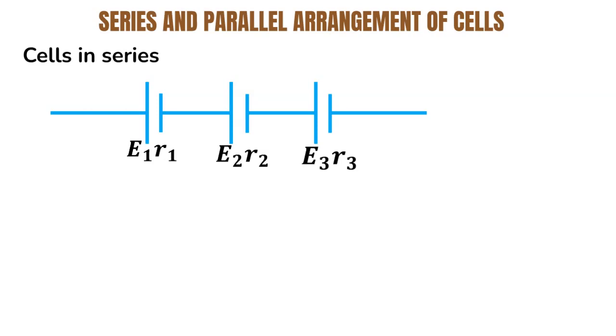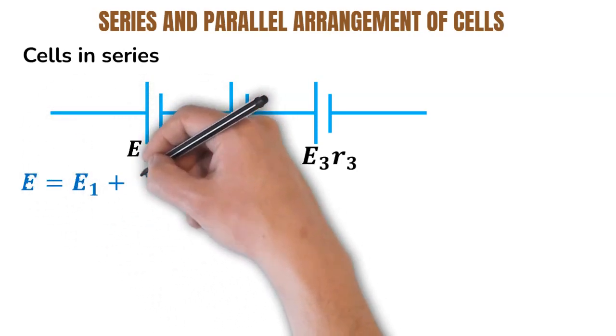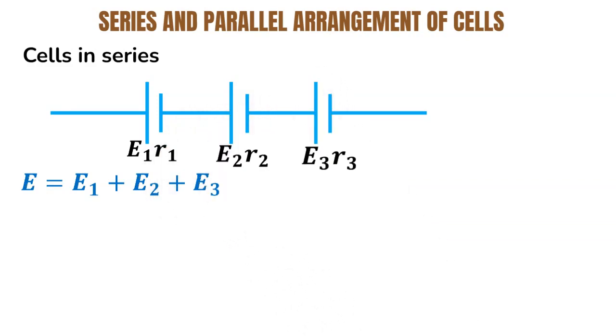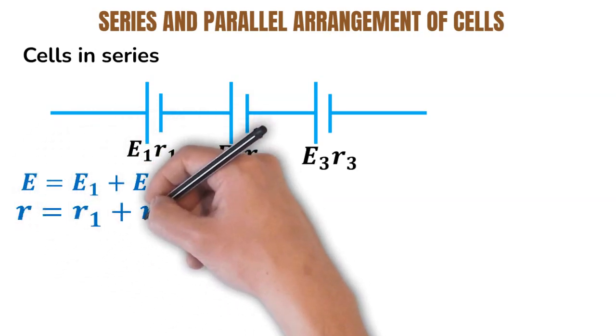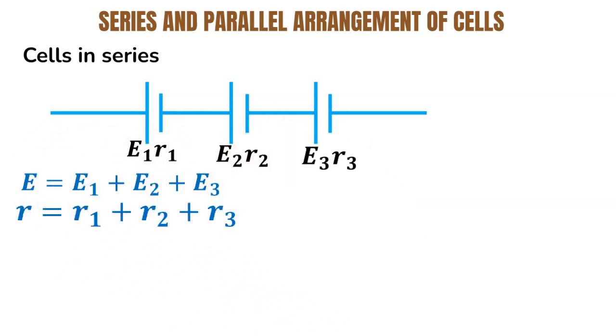Now for cells connected in series, the total EMF, that is E, is equal to E1 plus E2 plus E3. Note, the total internal resistance R is equal to R1 plus R2 plus R3. That's for cells in series.